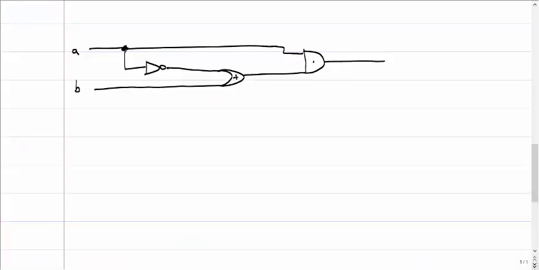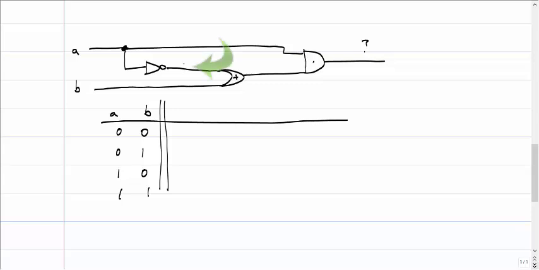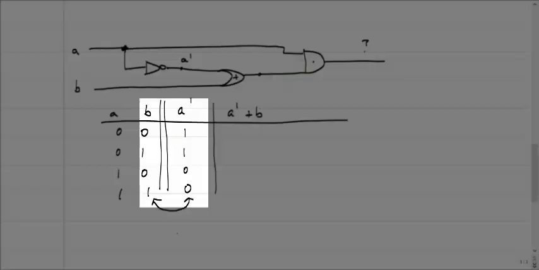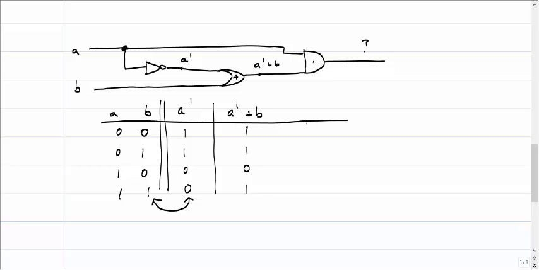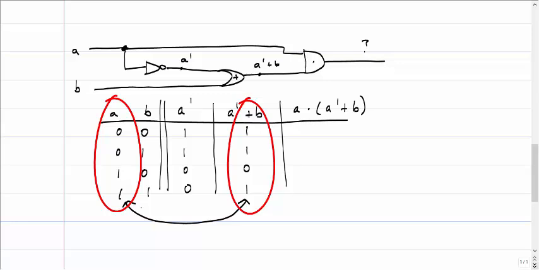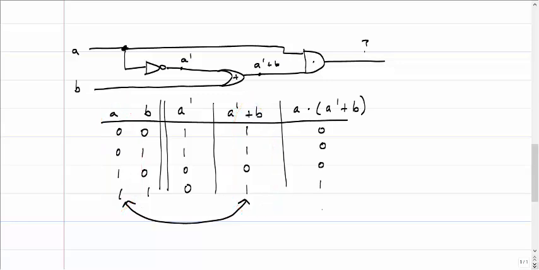So how would we find the output of this system? Well, we're going to build a truth table again. Let's first look at this stage. This stage, we'd have A complement. So let's write what A complement is. At the next point, we have A complement or B. So we're ORing these two columns. Finally, our output is going to be A ANDed with A complement or B. So I'll be ANDing these two columns. And that's the output of this system.